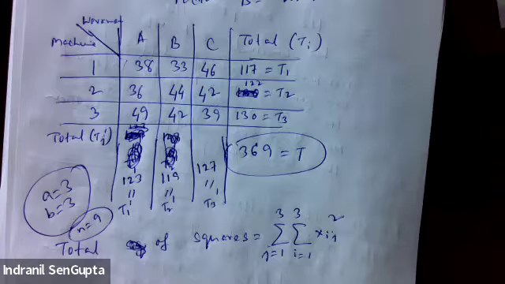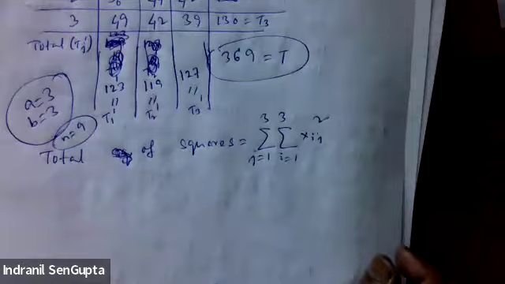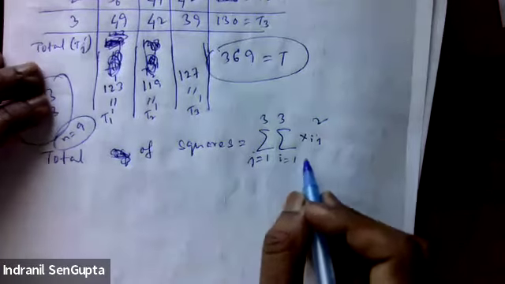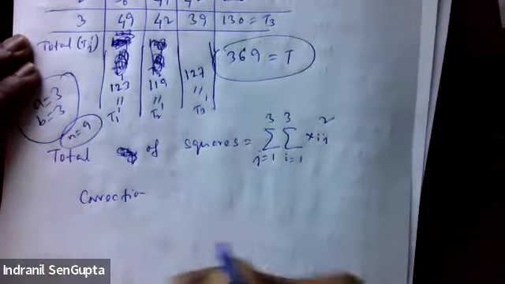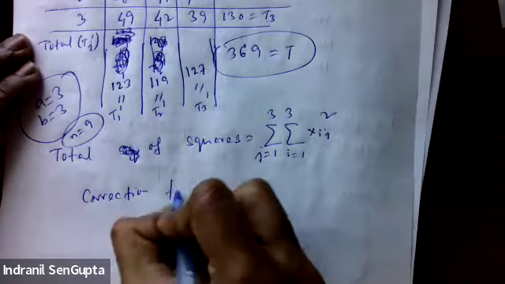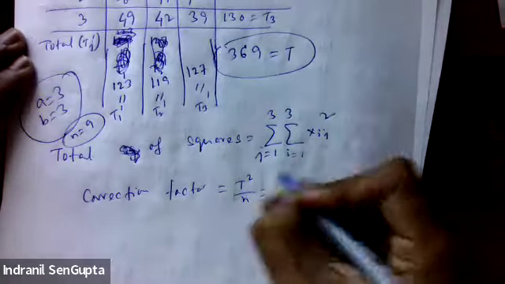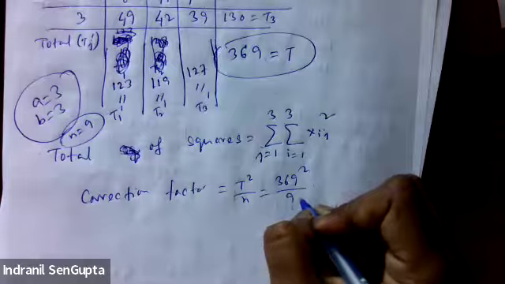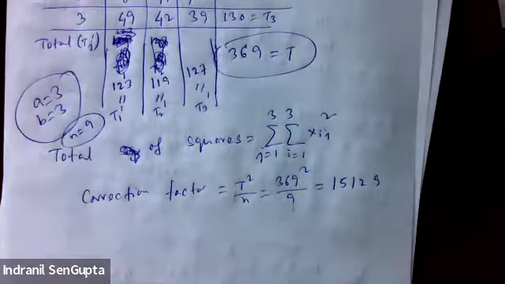So let's compute. Just replicate the computation as we have done before. So we have found the total of the squares, right? So let's compute the correction factor too. The correction factor that we have defined as T squared over n, right? So this is T squared, meaning 369 squared over 9, which is 15129.